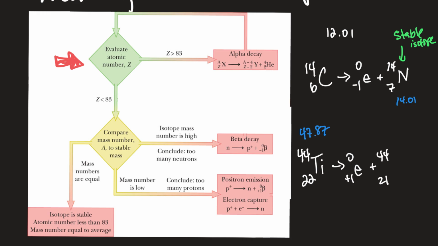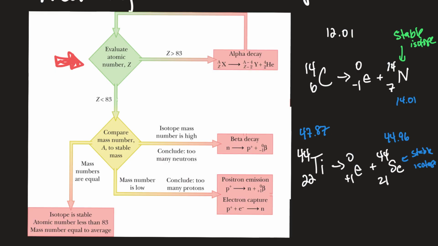What element is element 21? It turns out to be scandium. When you look at the periodic table, we see that the average atomic mass of scandium is 44.96, and that's pretty close to this 44 here. So right here, the scandium is going to be a stable isotope.